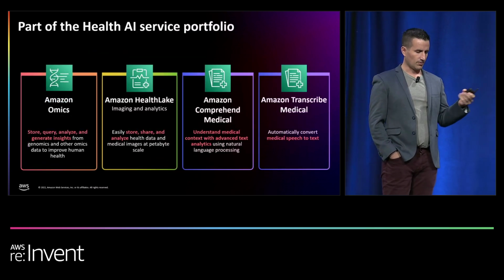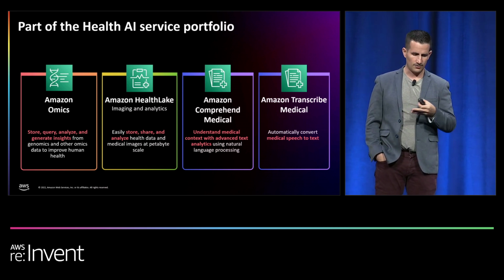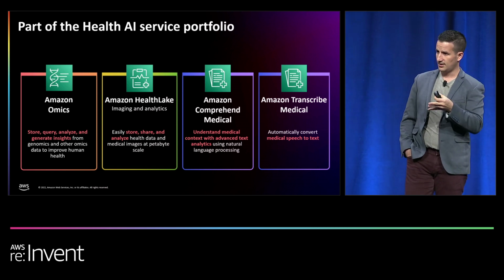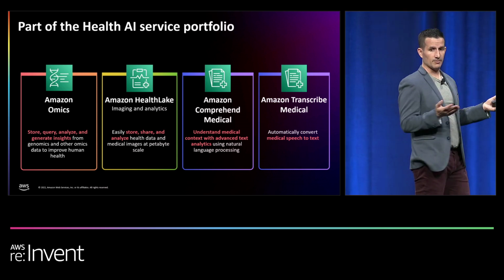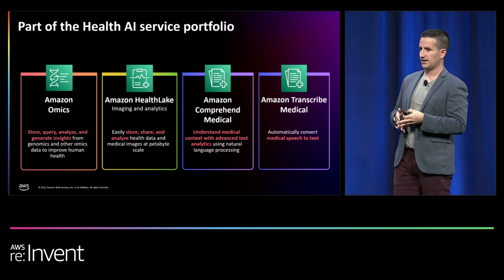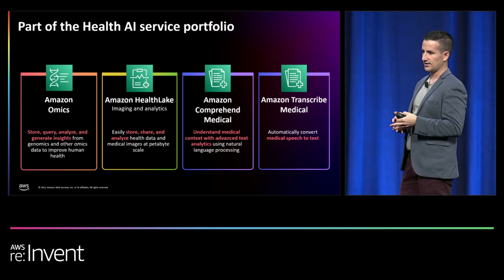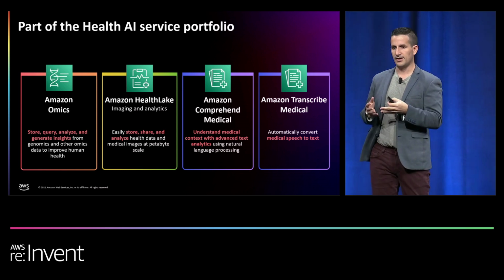So I mentioned this briefly, but we are part of the Health AI organization, and I wanted to just give a context of where this fits in within the broader Health AI portfolio. So obviously we have Amazon Omics now. That's really focused a lot on biological data and omics data, right, to store, query, analyze, bring all that data together.